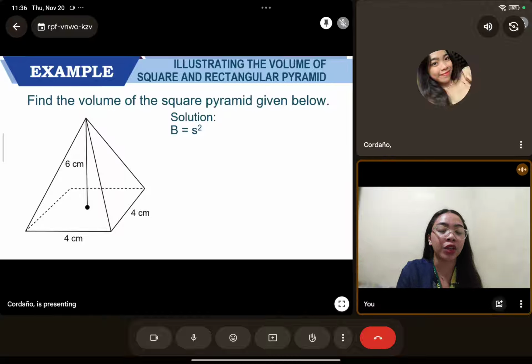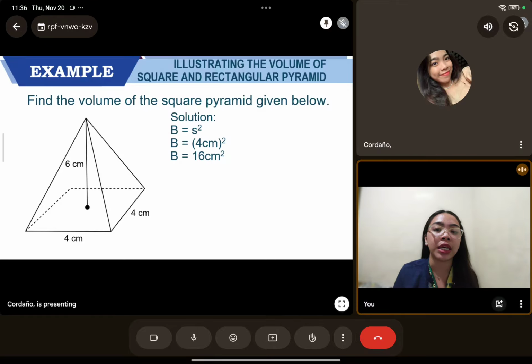Yung magagamit natin yung tinuro ko sa inyo last time, which is all about the area. Since B here is the area of the base, and the base natin is square, hanapin muna natin yung area nung square. So, 4 times 4 is 16. So, 4 centimeters squared, ayun po yun. Bali, kinonvert lang yung S into 4 centimeters. And then, we will get the B is equals to 16 centimeters squared.